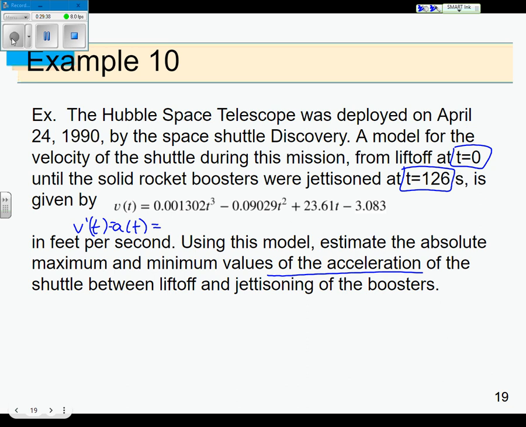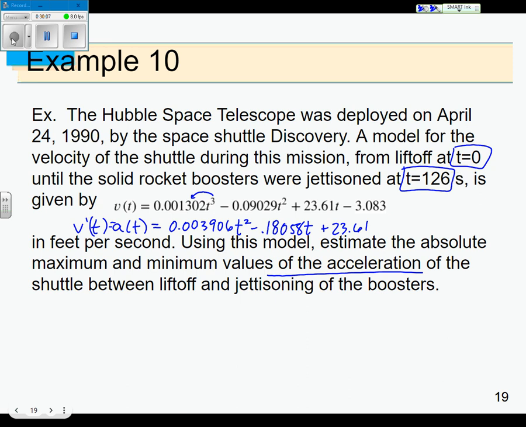If I take my derivative of the velocity, I'm going to do 3 times this. It's got a simple power rule here. 0.003906, and then lower the exponent by 1. Minus 0.18058 t plus 23.61. That would be an equation for my acceleration.